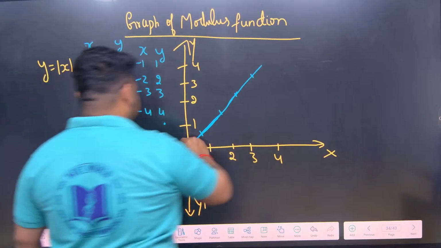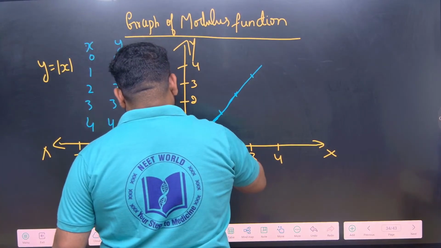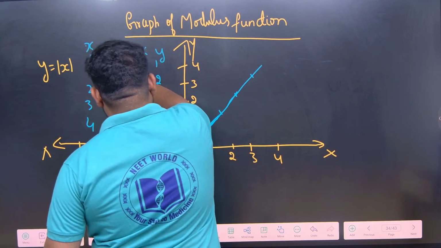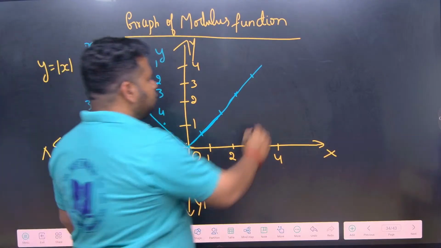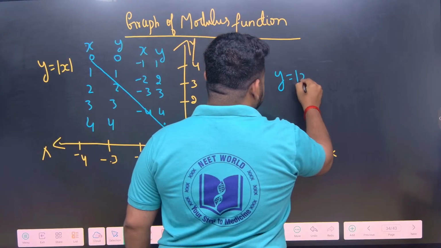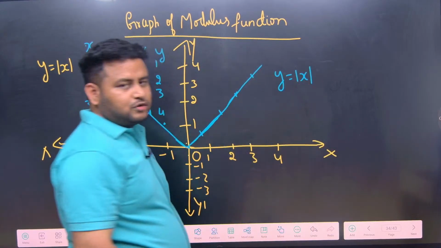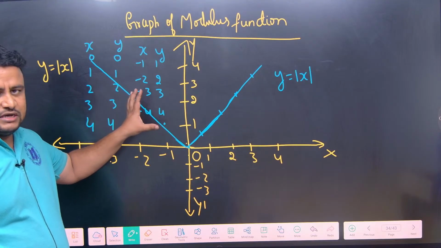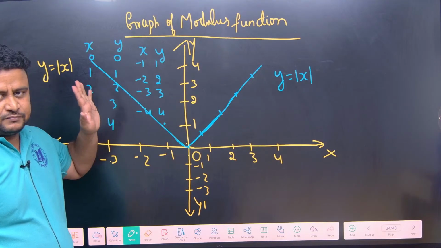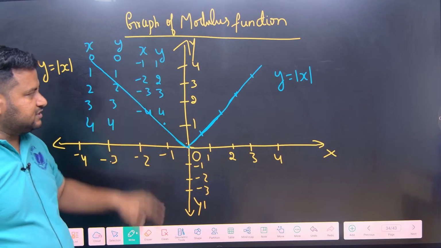I will get a straight line again on this side. So this is the graph of what? This is the graph of y is equal to mod x. Clear? So y is equal to mod x. This is the graph we will be having.